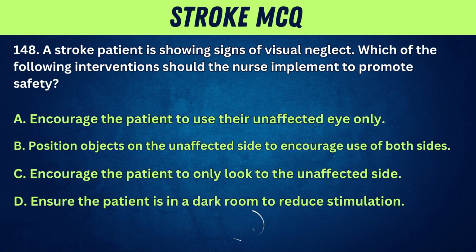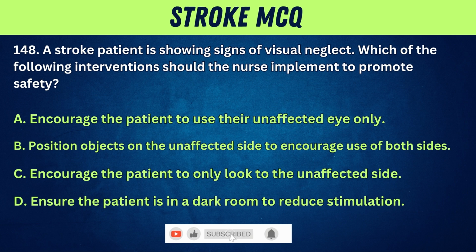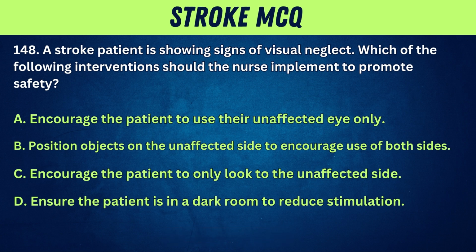148. A stroke patient is showing signs of visual neglect. Which of the following interventions should the nurse implement to promote safety? A. Encourage the patient to use their unaffected eye only. B. Position objects on the unaffected side to encourage use of both sides. C. Encourage the patient to only look to the unaffected side. D. Ensure the patient is in a dark room to reduce stimulation.